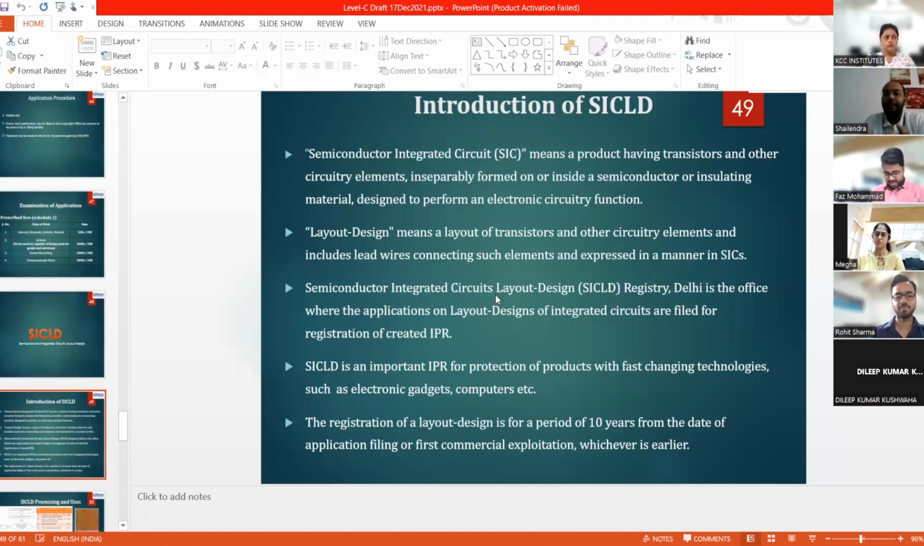It is basically the protection over this, which we are going to get through SICLD. You can read the second para: layout design means the layout of transistors and other circuitry elements, including lead wires connecting such elements, as expressed in SICs. So SICLD is basically the protection of this layout design, how you have put all the different elements in a particular device.